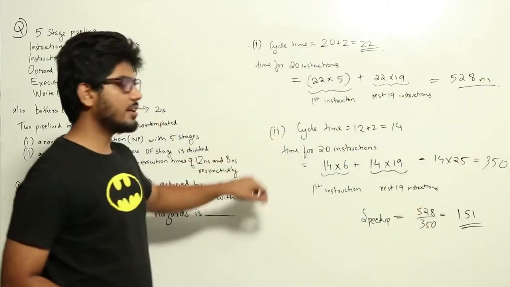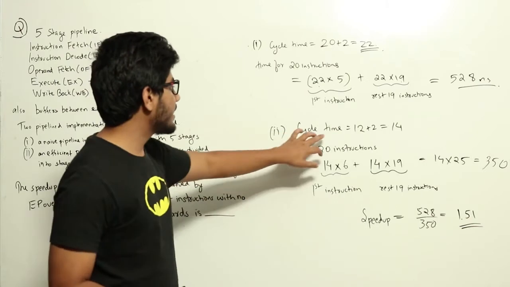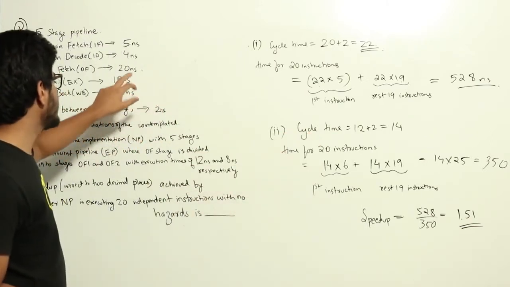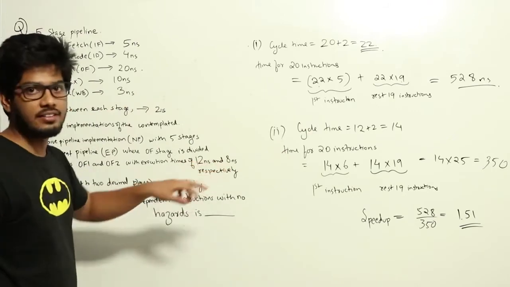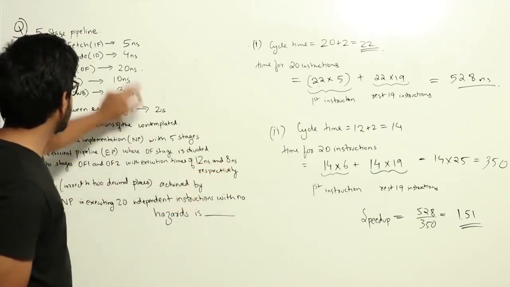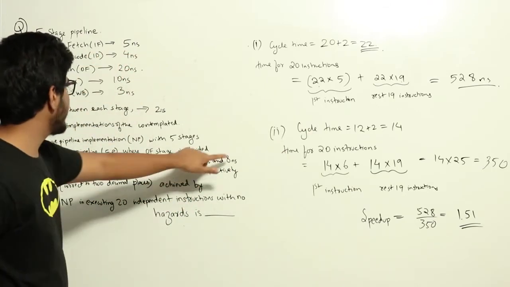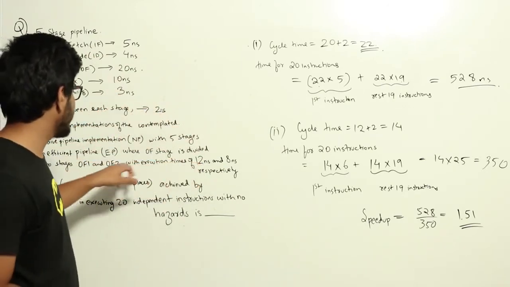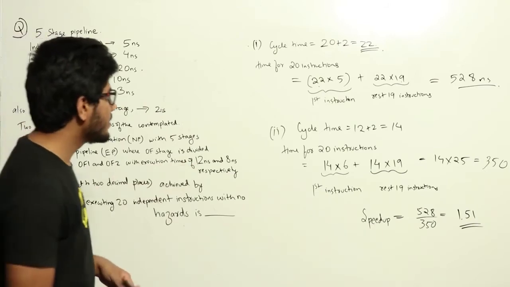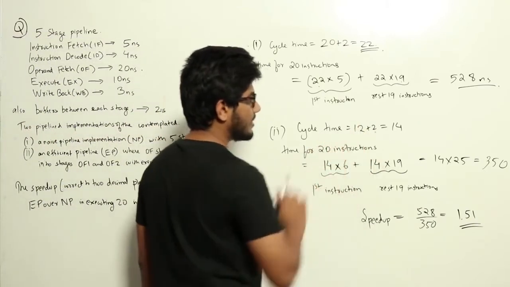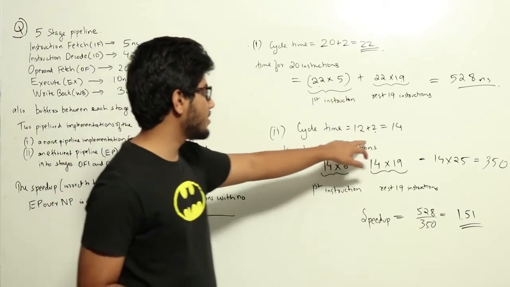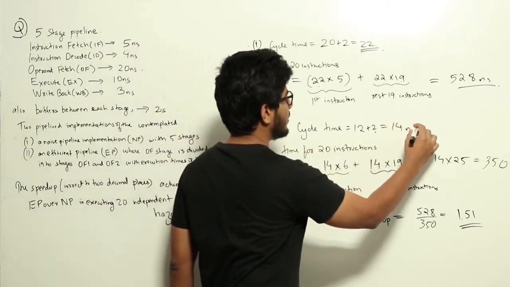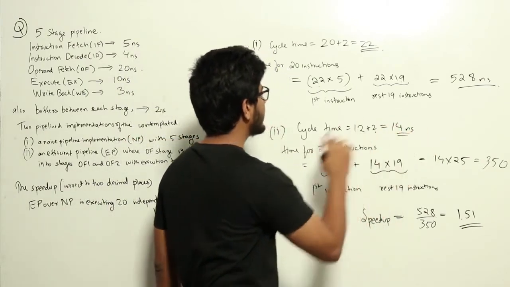Now let's look at the second implementation. Here, we need to see the cycle time. This stage is no longer there. This stage has been divided into 2 stages of 12 and 8. Now the slowest stage here, we have 5, 4, 12, 8, 10 and 3. So the slowest stage is OF1, which takes 12 nanoseconds. So the cycle time would be 12 plus 2. The buffer is still the same. There is a buffer of 2 associated with each stage. That is a total of 14 nanoseconds. This is the cycle time.